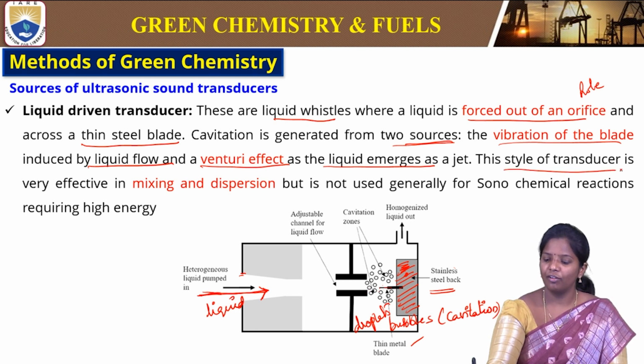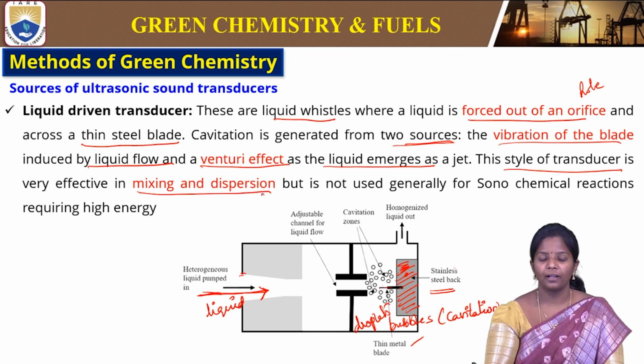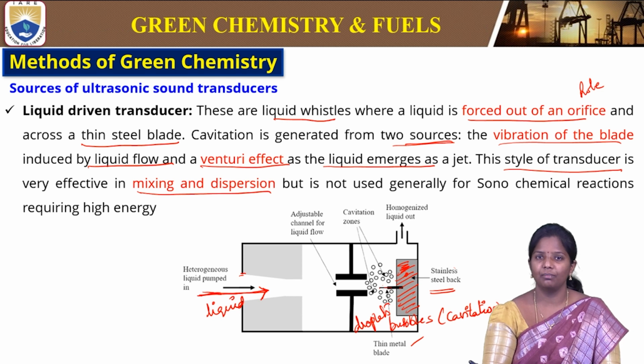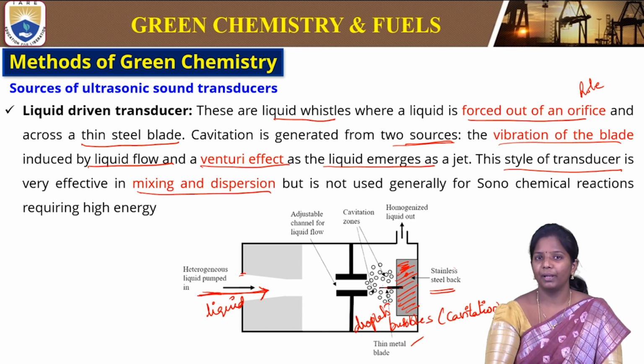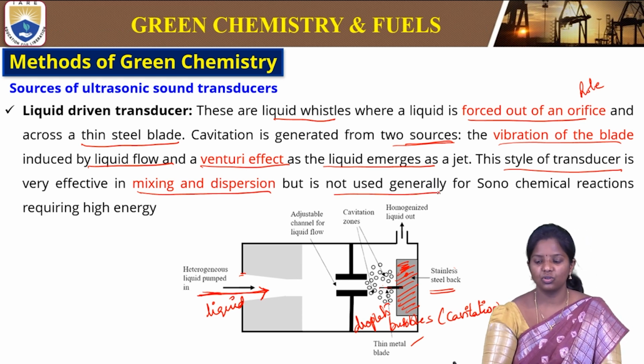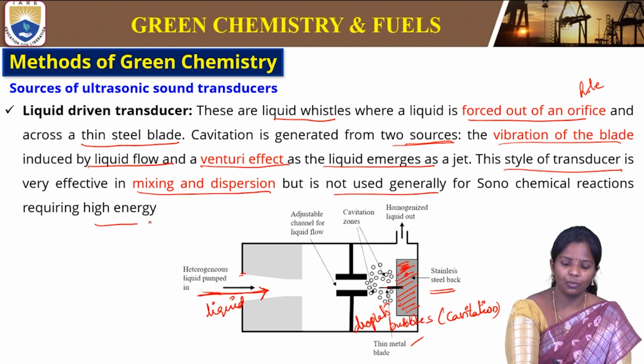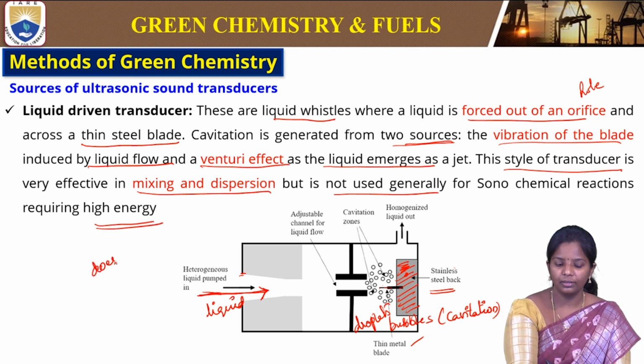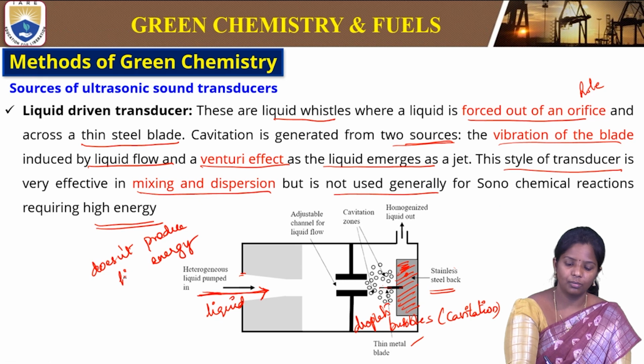So this style of transducer is very effective in mixing and dispersion. For mixing of solvents, immiscible solvents, this mechanism is very useful, but it is not generally used for sonochemical reactions which require high energy, because it does not produce high energy. So any reaction that requires high energy, this transducer cannot be used.